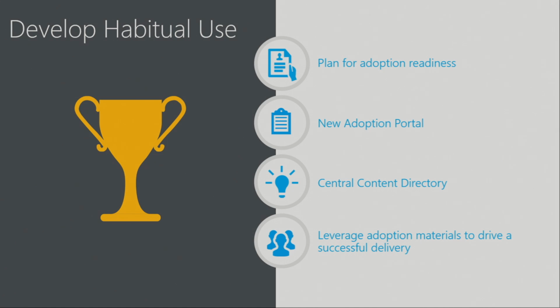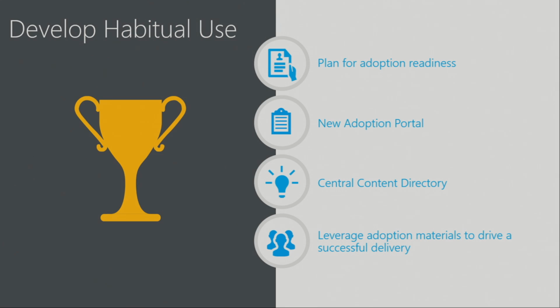So we give you ways to plan for the adoption readiness. We have a new adoption portal that runs through our Fast Track Center that gives you access to more adoption resources that you can leverage. There is a central content directory. All of this comes together to help you drive that end goal of deep habitual use of the platform. That's what we're going for, right? We want folks to understand how they need to use the system so that they can continue to evolve and use it on a daily basis.